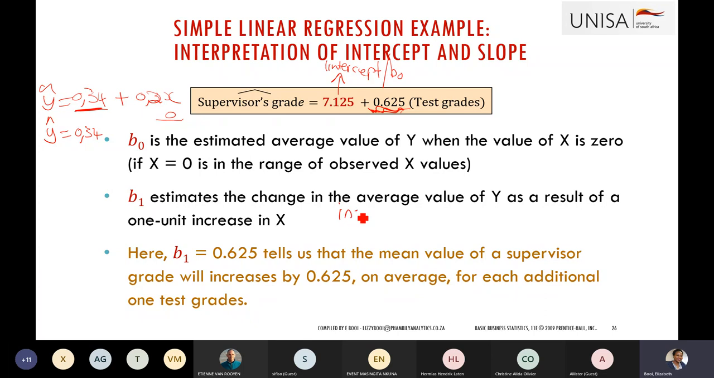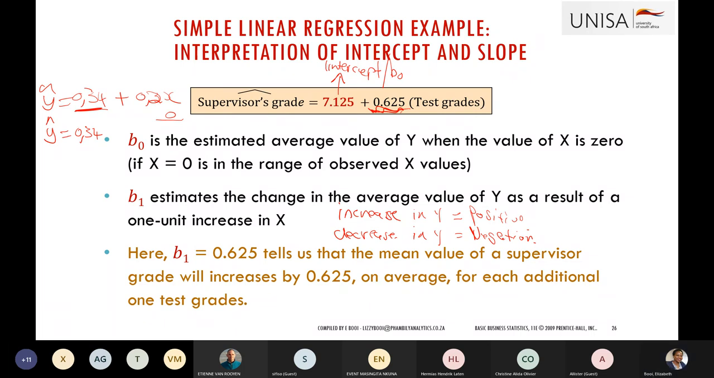So if it's an increase in y, then we say that is a positive relationship. When there is a decrease in y, then the slope is negative. So how will you interpret that? For example, with this one, it's a positive one.